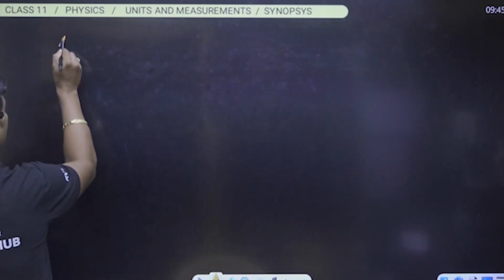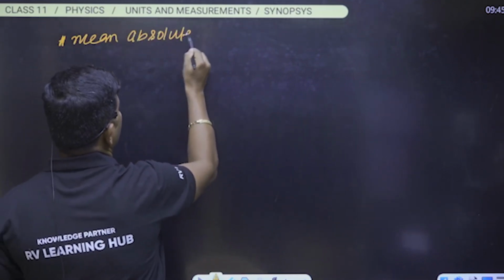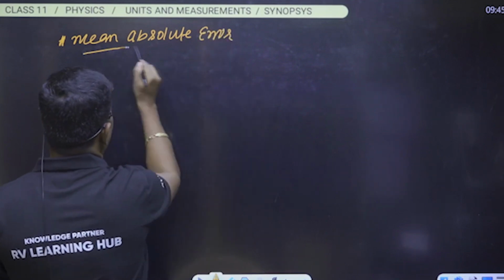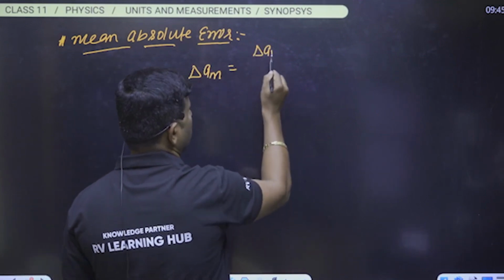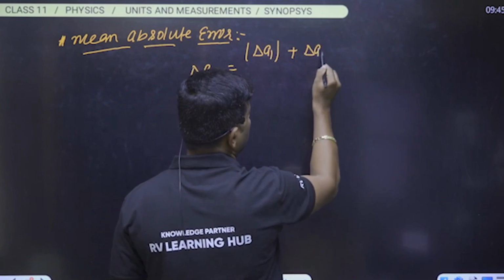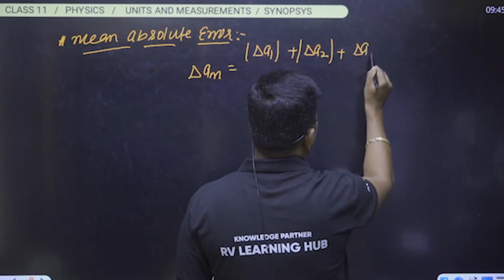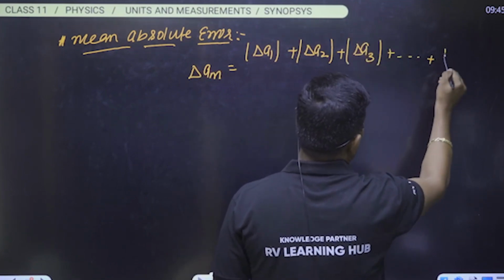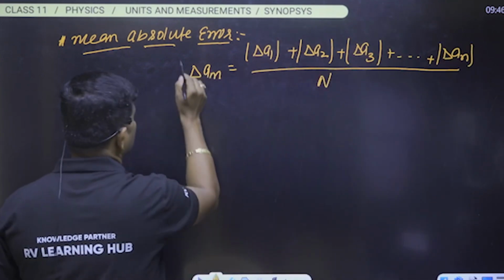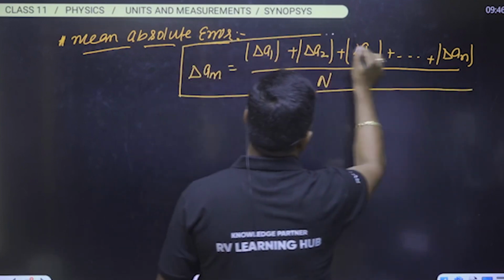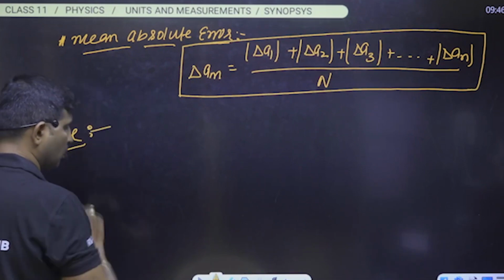Now let us go with the mean absolute error. It is nothing but the average of all the absolute errors. See here, we have to consider only the magnitude. We should not include the negative sign. Delta A1 plus delta A2 plus delta A3 plus so on plus delta AN, divided by n. This is how we can calculate the mean absolute error. And here I will make a note. What is that note?